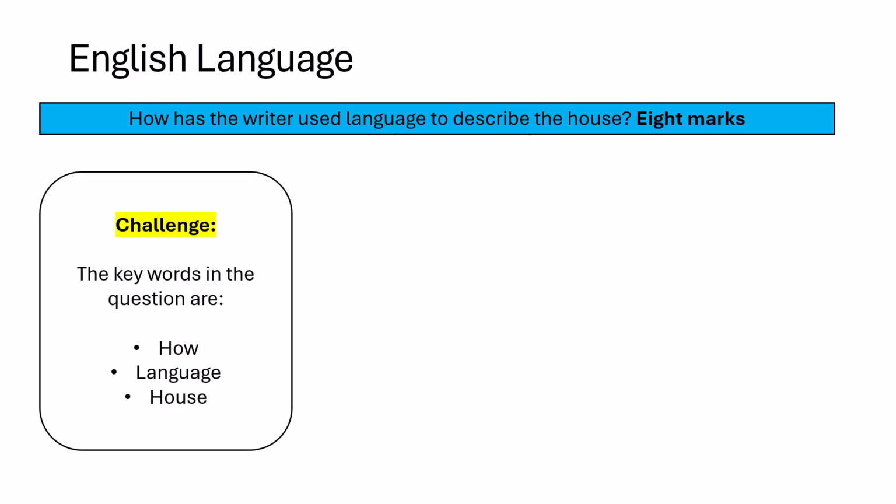Now the reason why how is an important word is because if we're asking how they have done it, that means we must talk about the techniques or the methods that have been used by the writer. In addition to this, we know that this is a language question, so we don't need to talk about structural techniques, just language techniques for this one. In addition, we know that we need to be writing about the house. Now this might seem to be quite an obvious thing to point out, however it is really important that you actually read the question and understand completely what you need to focus on.